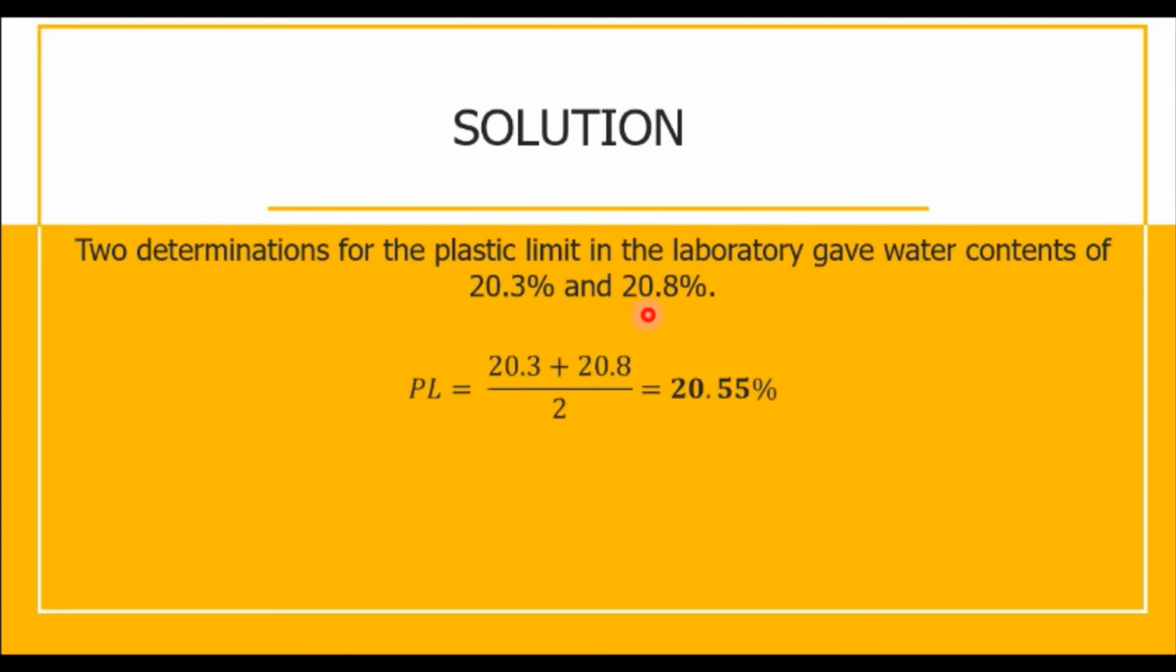So, PL, therefore, is equal to 20.3 plus 20.8 all over 2. Plastic limit is equal to 20.55%. And then for letter B, we have to know the plasticity index. In order for us to get the plasticity index, it is just equal to the liquid limit minus the plastic limit. So we all know that the liquid limit is equal to 38 minus the plastic limit, which is 20.55. And that would give us the answer, which is 17.45%. And that is the value of the plasticity index of the soil.